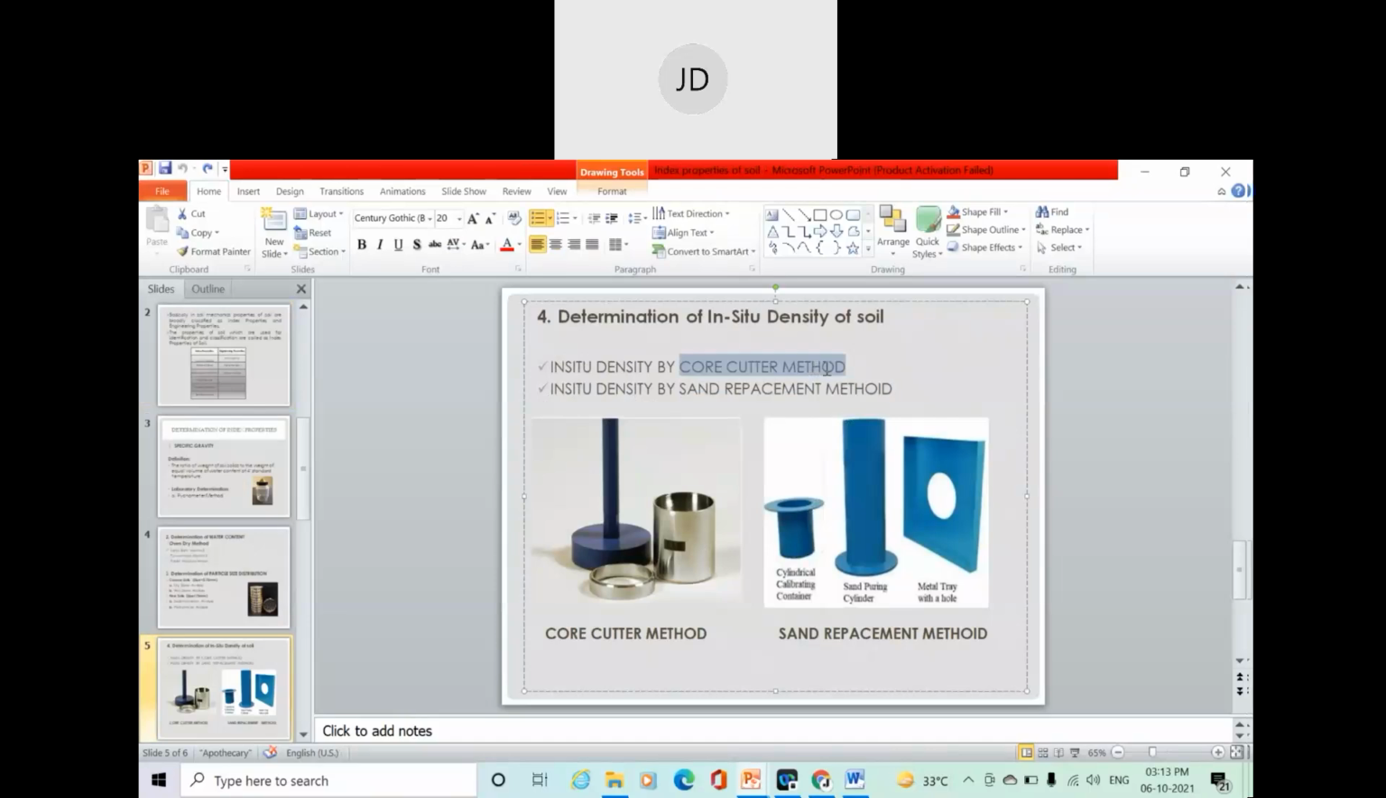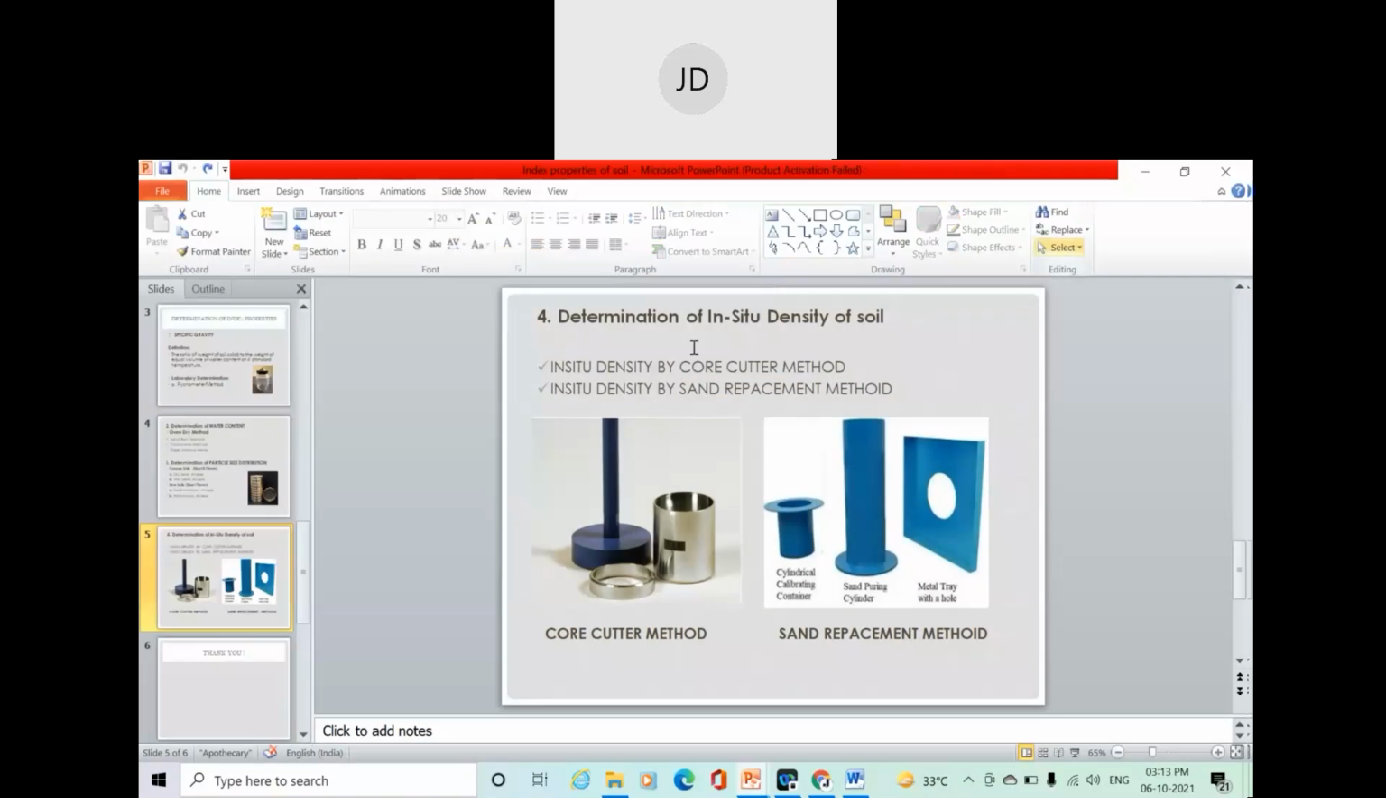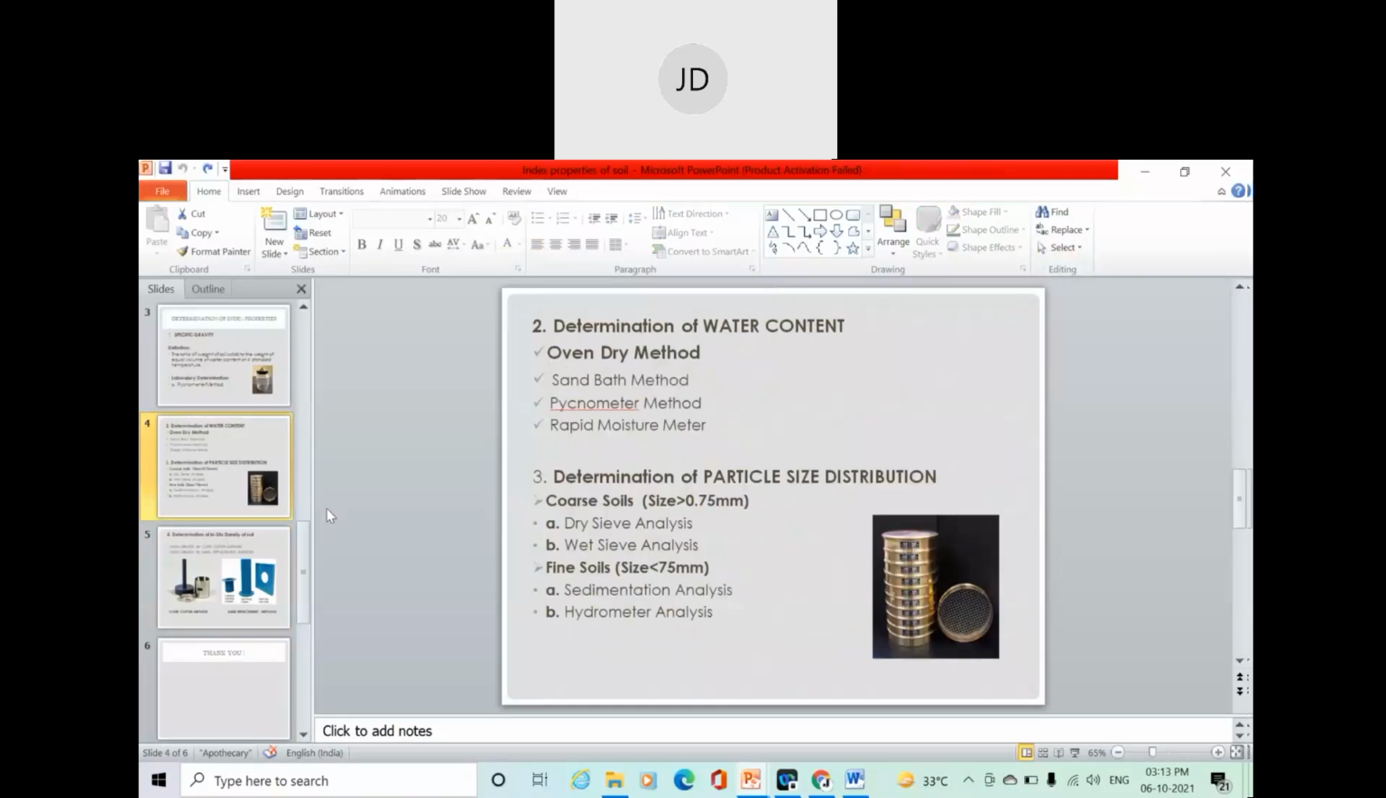If not done, we are also going to demonstrate these things. Although I'll give you a nice video link so that you can have a good idea about how it's done. That means how a field density can be determined in the laboratory. Fine, so this is about your index property of soil.